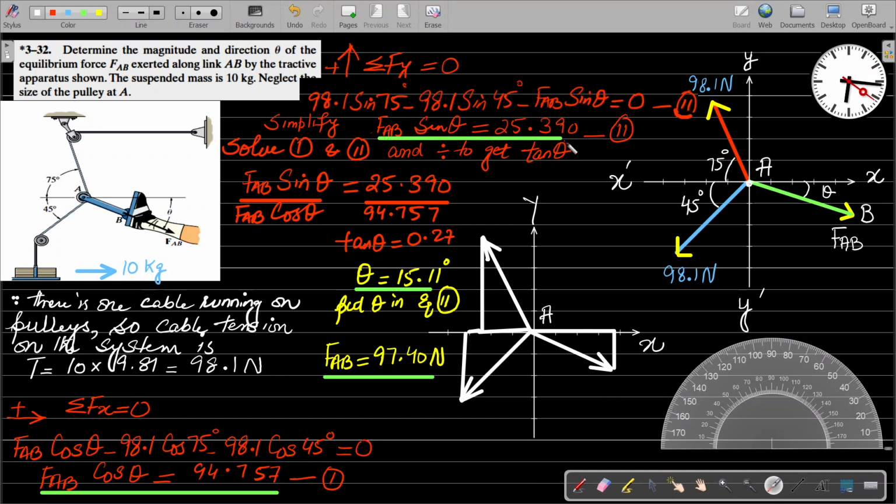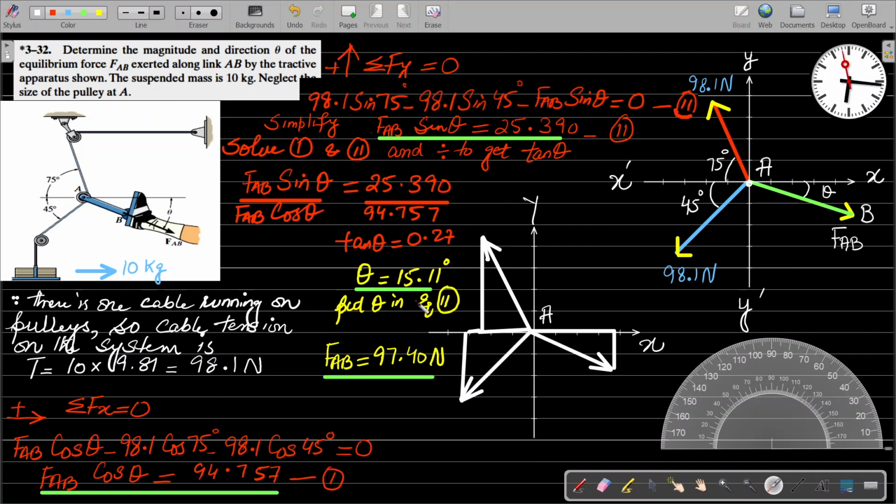Now we can see that equation 2 and equation 1 have two unknowns, FAB and theta. We can solve by dividing 2 by 1 to get FAB sine theta upon FAB cos theta equals 25.390 over 94.757. So FAB and FAB cancel out. We know sine theta upon cos theta is nothing but tan theta, and dividing this ratio we get 0.27. Now theta equals tan inverse of 0.27, which gives us 15.11 degrees.